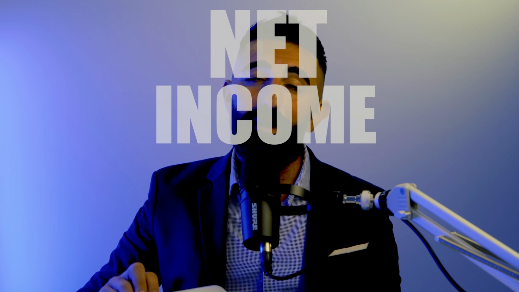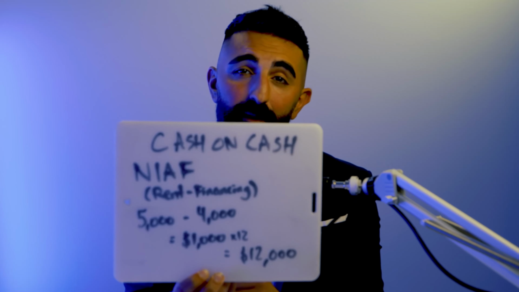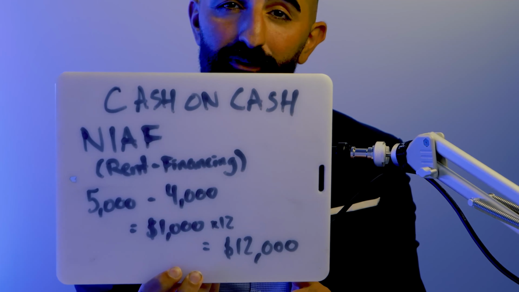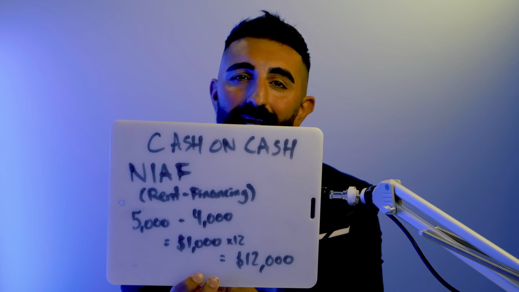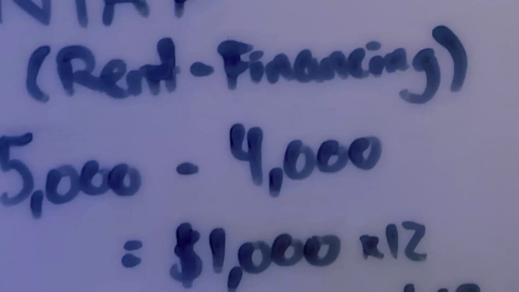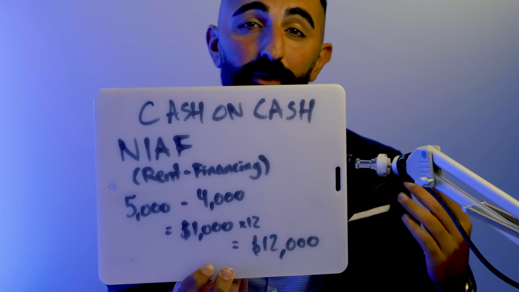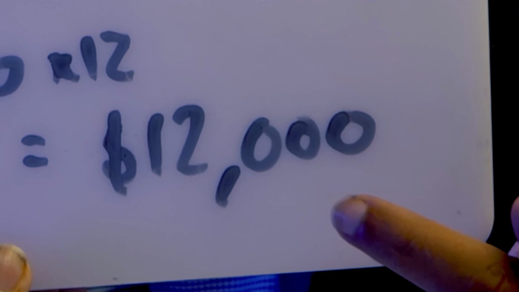How we get this number is by first determining the net income after financing, or the NIAF, which is simply the net operating income of the property, total rent minus expenses, minus your financing costs, or the cost of your mortgage. An example of this would be an NOI of $5,000 in total rents, minus a mortgage of $4,000, which would give us an NIAF of $1,000 a month. Now you need the annual number, so times that by 12 to get an NIAF of $12,000 annually.